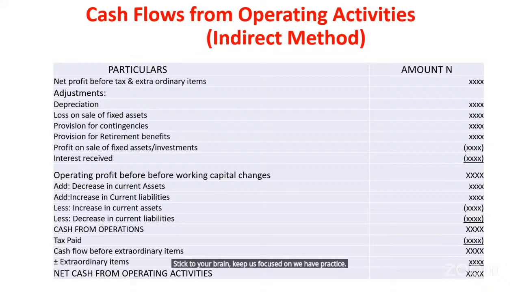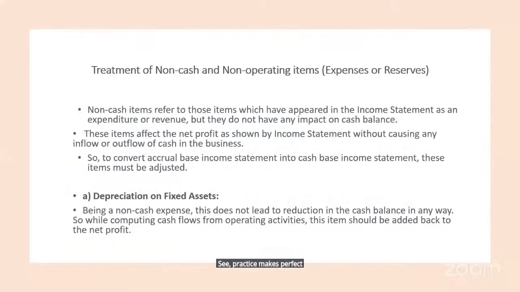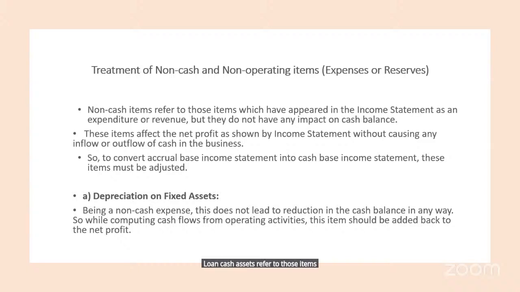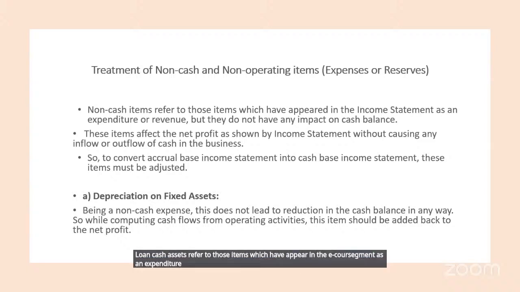See, practice makes perfect. Now, let's look at the treatment of non-cash and non-operating activities, or expenses or reserves. How do we treat them in our cash flow statement? Non-cash items refer to those items which have appeared in the income statement as an expenditure or revenue, but do not have any impact on the cash balance. That is, we report them, but they did not result in an outflow or an inflow of cash. We call them non-cash items.